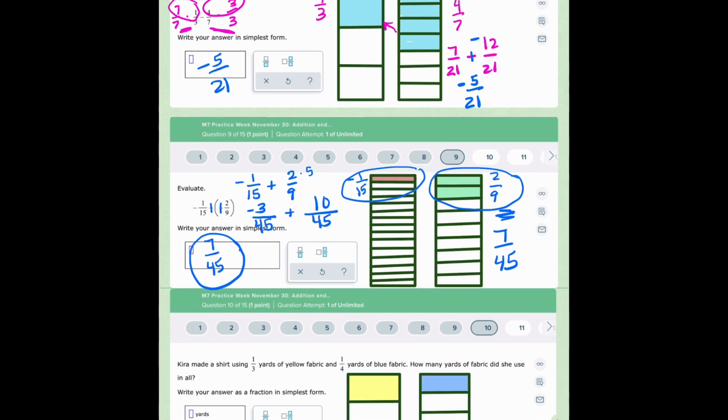All right, number 10. Kira made a shirt using a 1/3 yard of yellow fabric. I drew that for you, and a 1/4 yard of blue fabric. And how many yards did she use in all? Notice that they're not cut into the same size pieces. So what we can do is multiply them. So we'll just take the 4 there and take the 3 here. And so what we get is 4 over 12 plus 3 over 12. And then we're going to have 7 over 12.